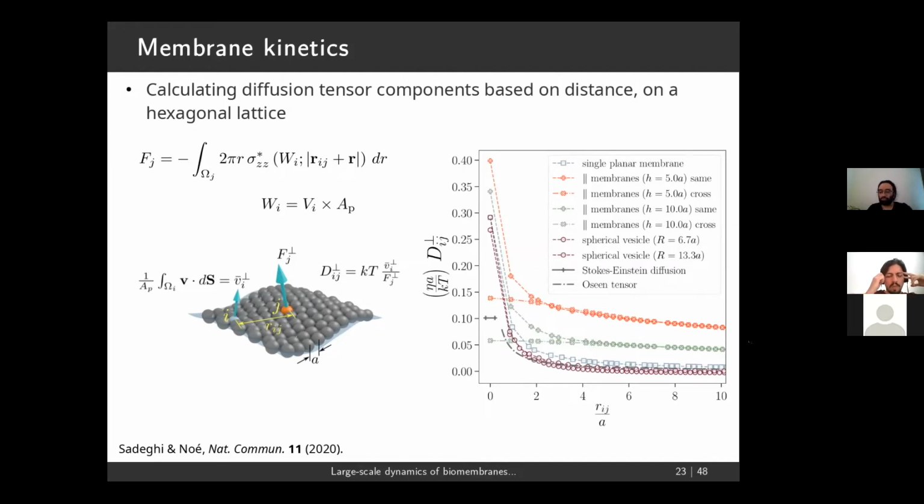Mohsen, one first question. Are you actually solving the Stokes equations together with the membrane? This part was not completely clear to me. That's a very good question. So again, I want to calculate these coefficients beforehand and then use them in the Brownian dynamics simulation.